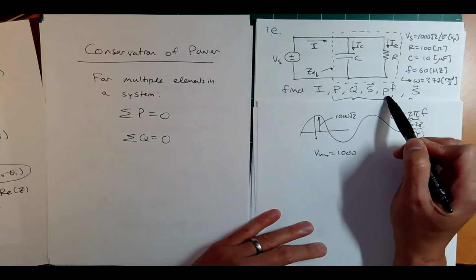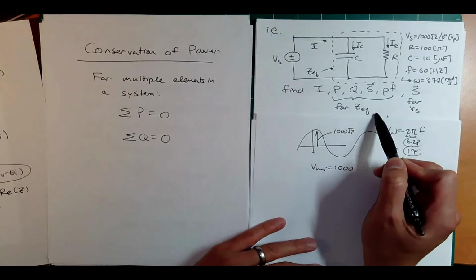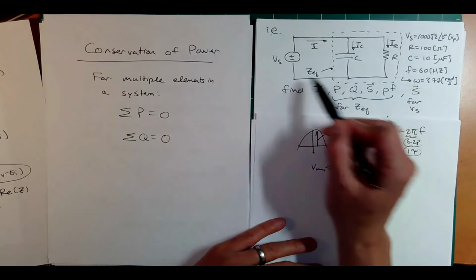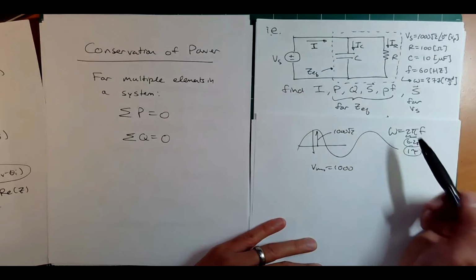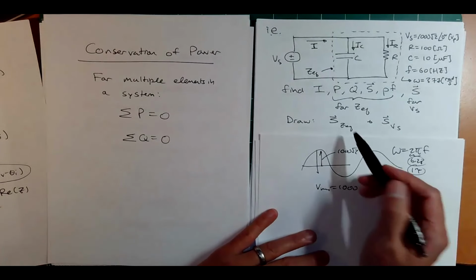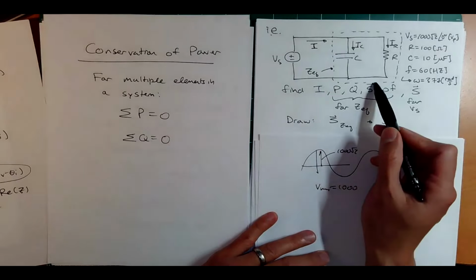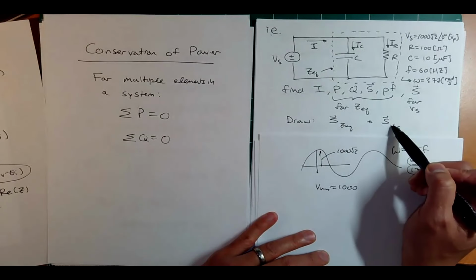Okay. So the question asks, please find I, P, which is the real power, the reactive power, the complex power, and the power factor for the Z equivalent. Also find the complex power for Vs. Okay, good. And they also want you to draw the complex power for the Z equivalent and the complex power for the Vs.